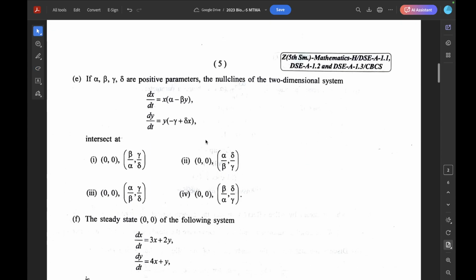Question E. If alpha, beta, gamma, delta are positive parameters, the nullclines of the two-dimensional system dx/dt equals x (alpha minus beta y), dy/dt equals y (minus gamma plus delta x) intersect at what?